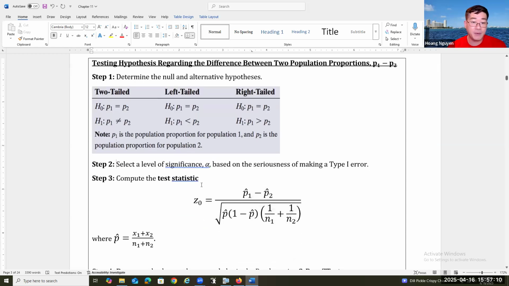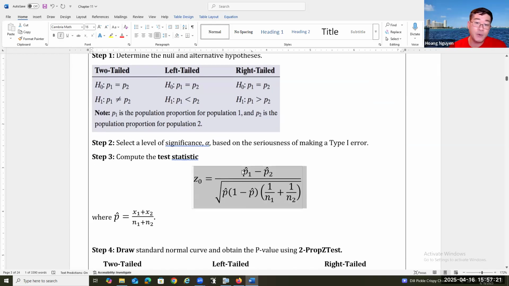Now, step number 3, we're going to calculate the test statistic. We're going to use this provided formula to calculate the test statistic. In this calculation, we have p1 hat as the first sample proportion, p2 hat as the second sample proportion, and p hat as the pooled estimate of the population proportion, where p hat equals x1 plus x2 divided by n1 plus n2. Then n1 is the first sample size, and n2 is the second sample size. So that's how we calculate the test statistic for step number 3.